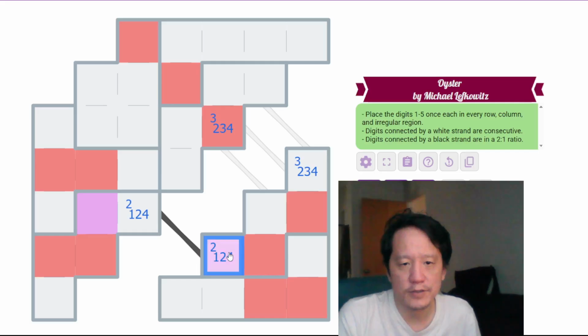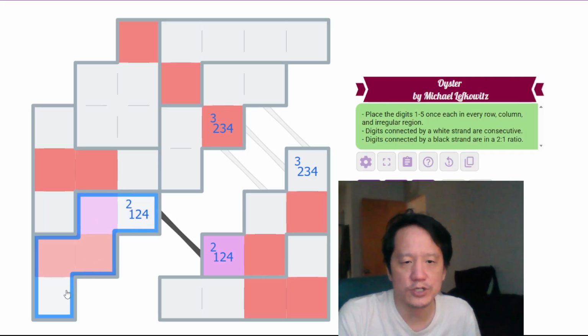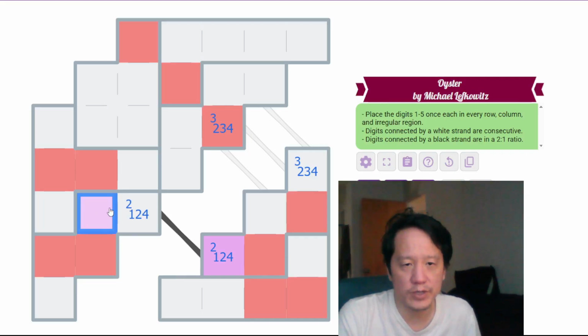So again, where is this cell in this region here? Cannot be here or here. It must be one of these three. Therefore, in this row, it cannot be here. In this region, it can't be here or here. It can't be here because this is a 1-to-2 ratio. So pink has to be there, which means red can no longer be there.